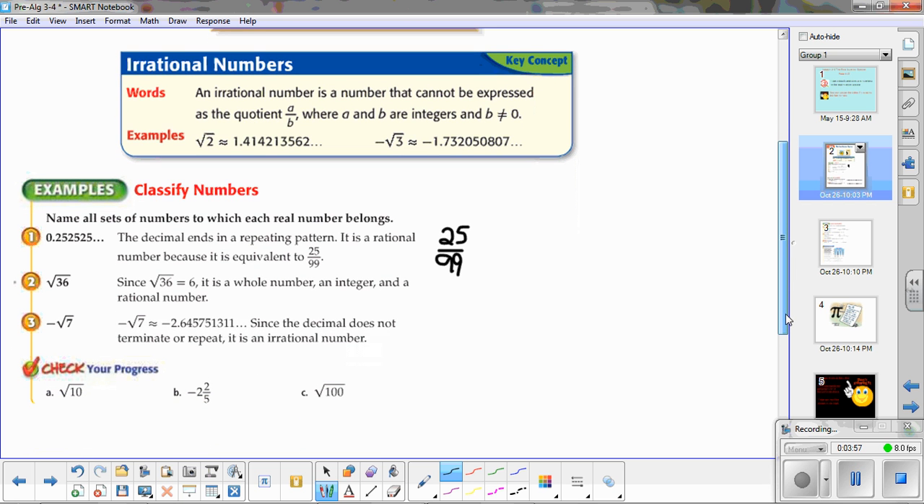You may want to pause the video and try the next couple on your own. If you need to use a calculator to check the square roots, you can do that. The first example, square root of 10. Square root of 10, if you were to type that into your calculator, you would get a decimal number that is not terminating, meaning it doesn't end and it doesn't repeat. Therefore, that one is going to be irrational.